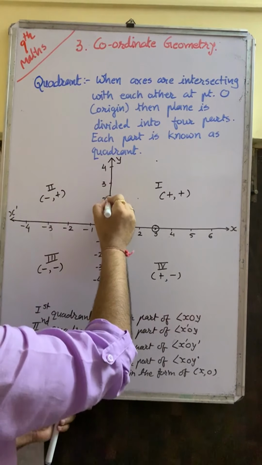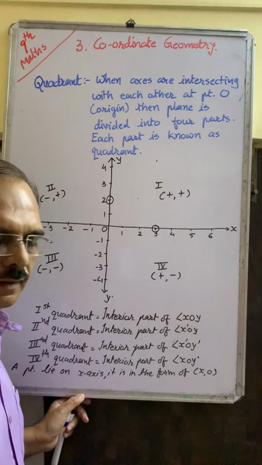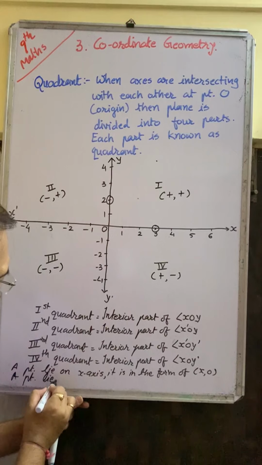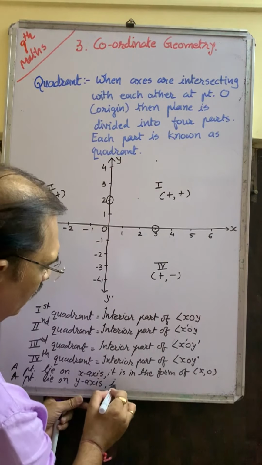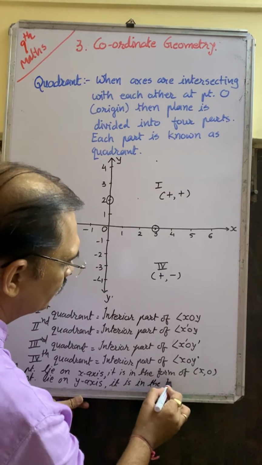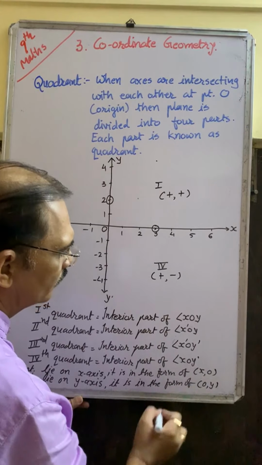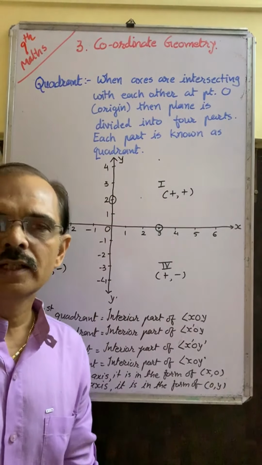If a point lies on the y-axis, then it has a y coordinate, but the x coordinate is 0. So a point that lies on the y-axis is in the form of (0, y). Is it okay?